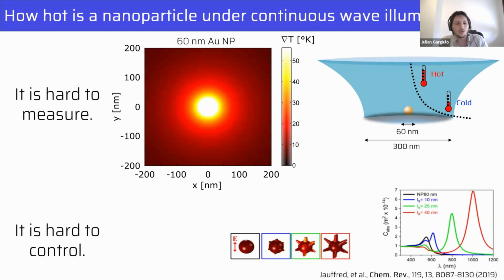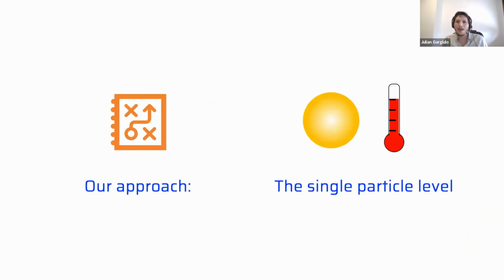Also, it's very hard to control at the nanoscale, because a small change in the geometry of the particle can cause a very large effect on the absorption cross-section of that particle. So how are we going to approach this complexity? Well, our approach will be to study and measure temperature at the single particle level.